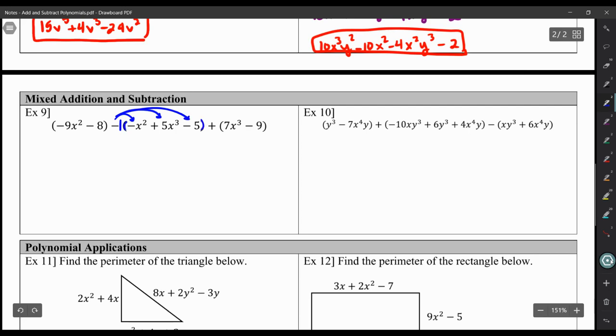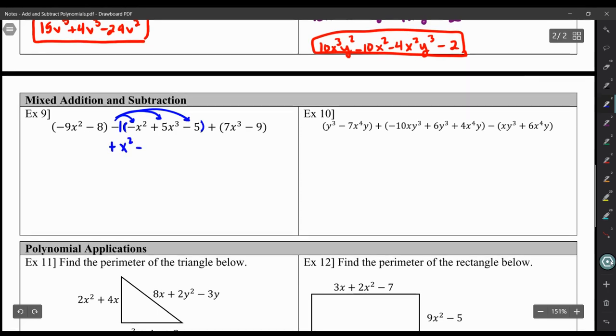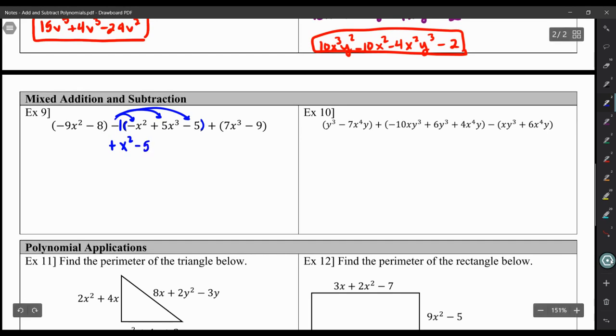So this negative will change this to a positive x squared plus a positive 5x to the third changes to a negative 5x to the third, and negative times a negative 5 is a positive 5. On the other two, distributing out positive 1 will do nothing to them, so we can just drop those down with addition signs. 7x to the third minus 9, negative 9x squared minus 8 plus the middle one.